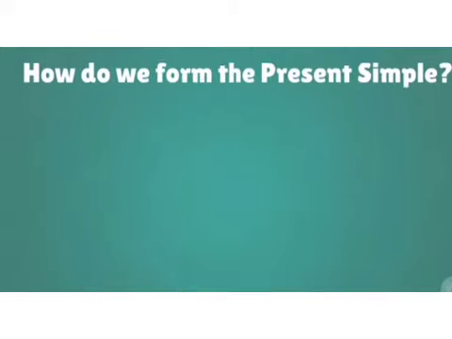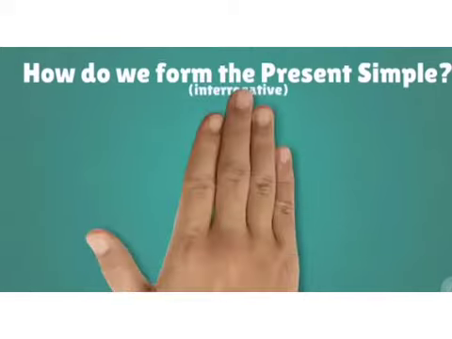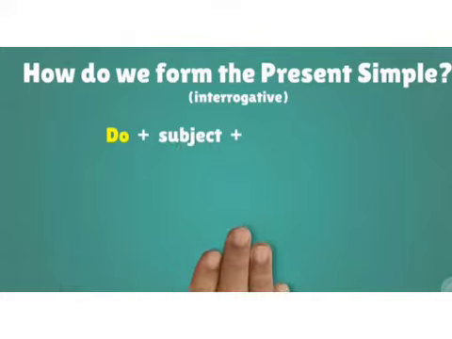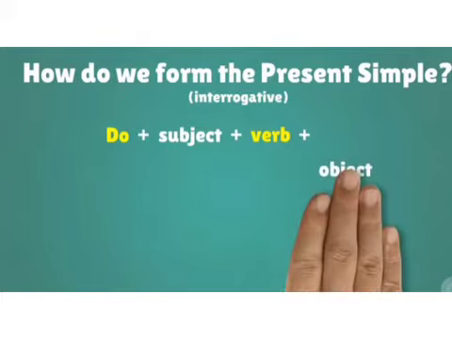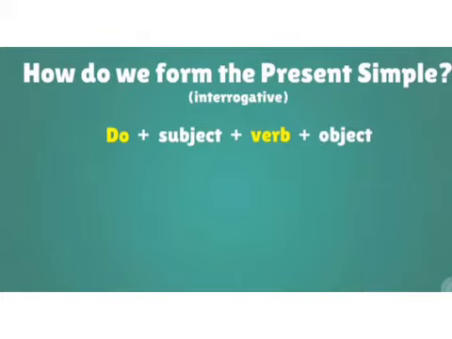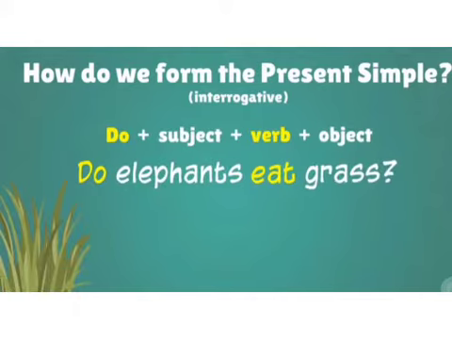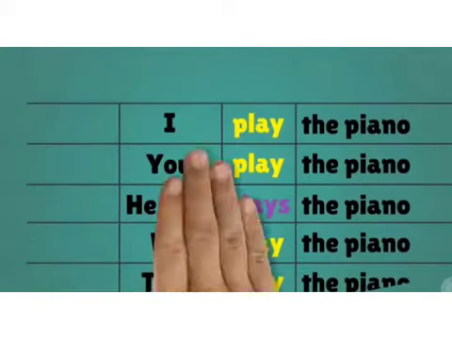How do we form the present simple interrogative sentence? An interrogative sentence is nothing but a sentence which is a question type. Here we go with the formula: do plus subject plus verb plus object. Here do is a helping verb, and it always comes first. Do elephants eat grass? This is how you can make a simple present tense interrogative sentence.